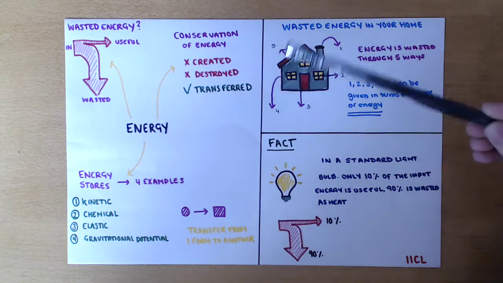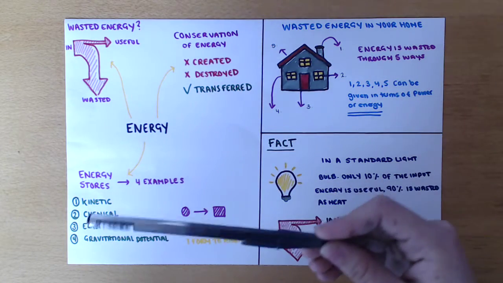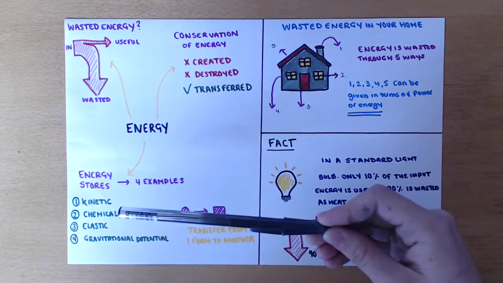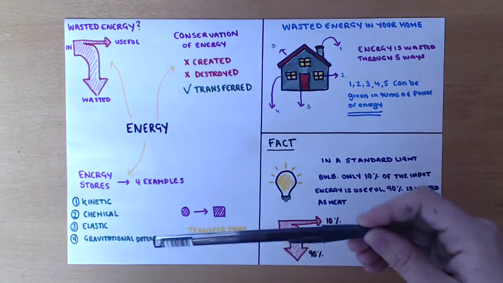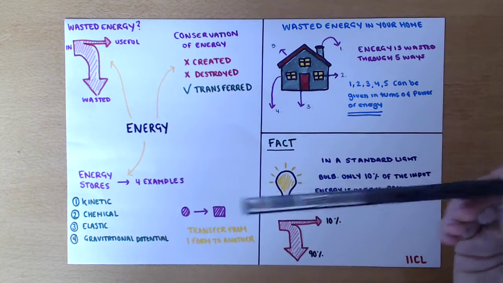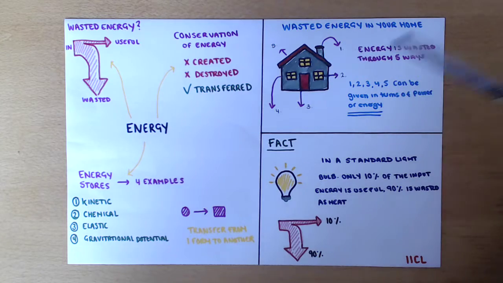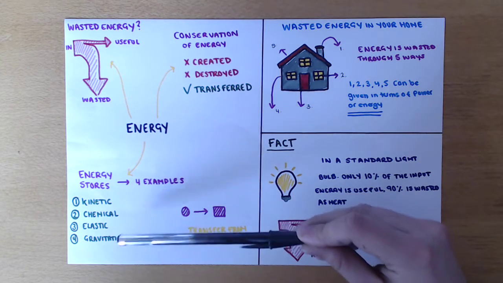Energy is stored in many different ways. We looked at 4 examples in the previous video. We looked at kinetic and the equation that went with it. We looked at chemical, the equation that went with it. Elastic, the equation that went with it. And gravitational potential, again, the equation that went with it. What I'm basically suggesting in this video is that energy can be transferred from one form into another.